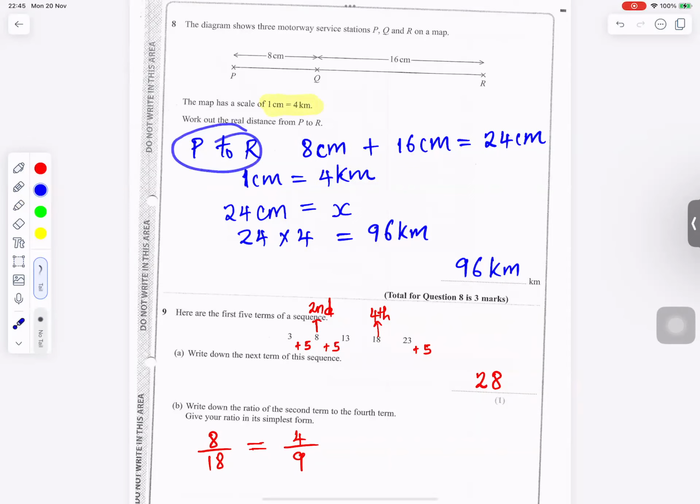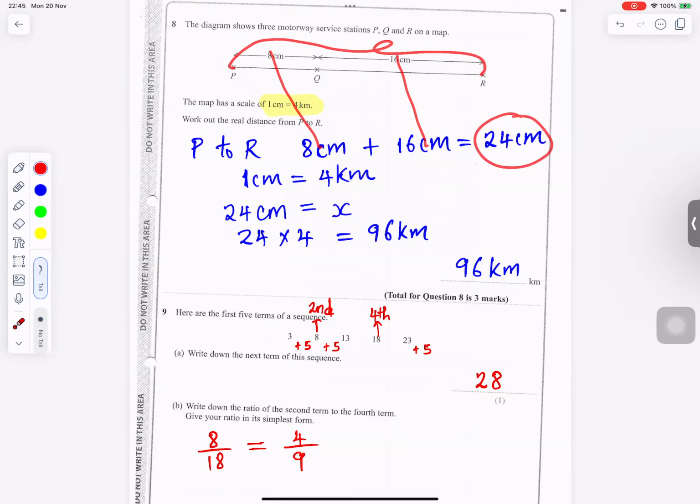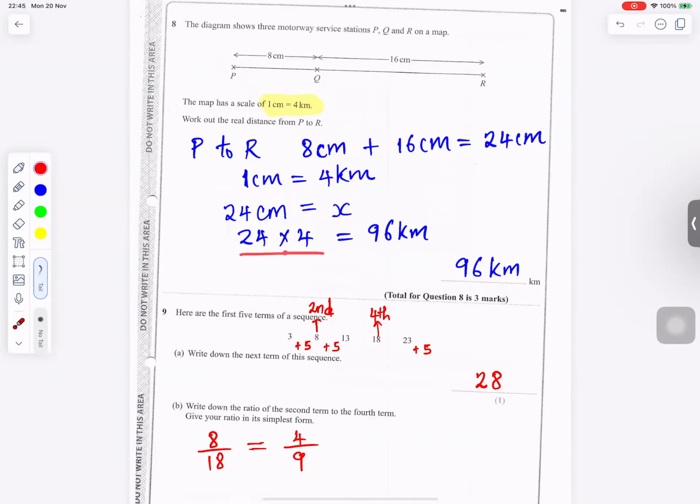So P to R, from P to R is 8 centimeters plus 16. So we add 8 centimeters plus 16. That gives us from P all the way to R. Total is 24. So 24 centimeters is X. So 24 times 4 is 96. So that will be 96 kilometers.